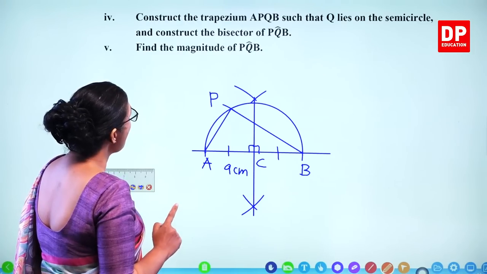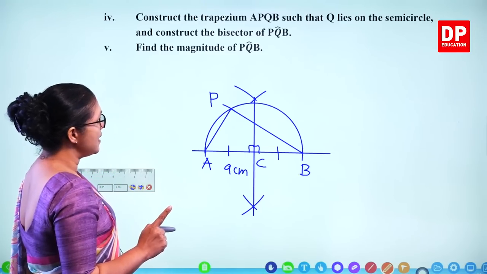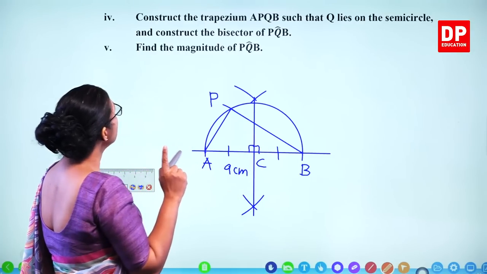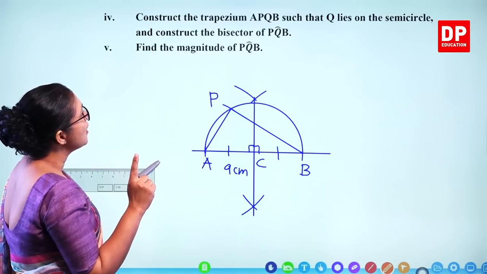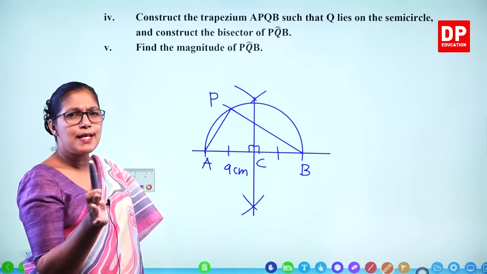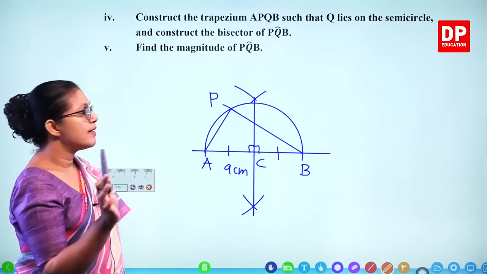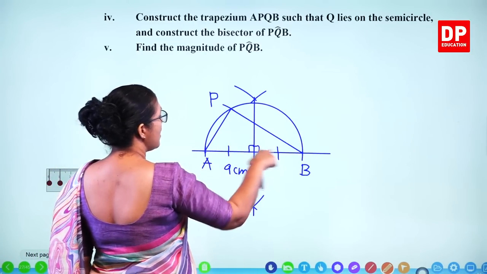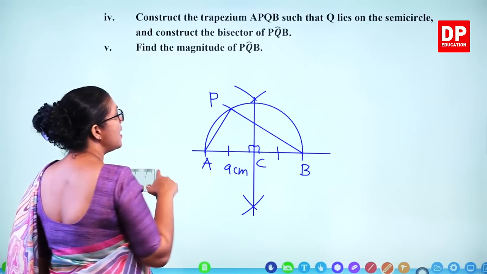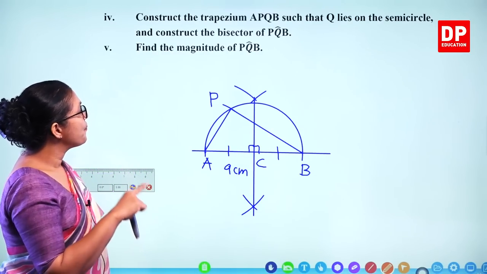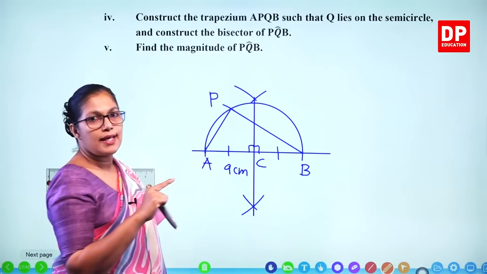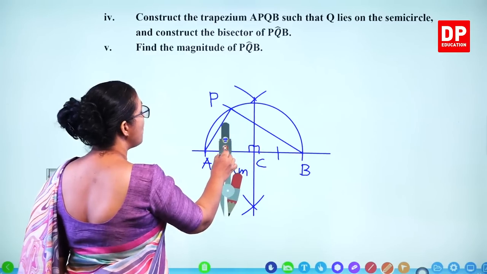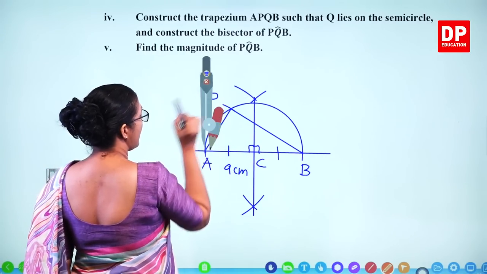Next part, construct the trapezium APQB such that Q lies on the semicircle, here on this semicircle, and construct the bisector of PQB. Now, what's the property of a trapezium? It's one pair of parallel lines. So you need to draw APQB. So here we need to draw a parallel line to AB along P. That's the first step. So we'll use the compass to do that. So we'll use the property of a parallelogram and construct the parallel line.